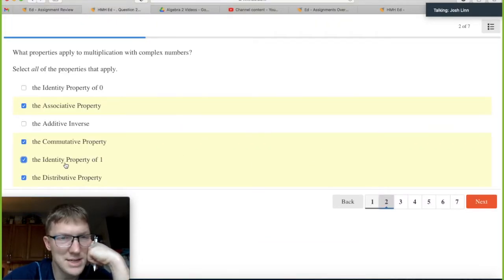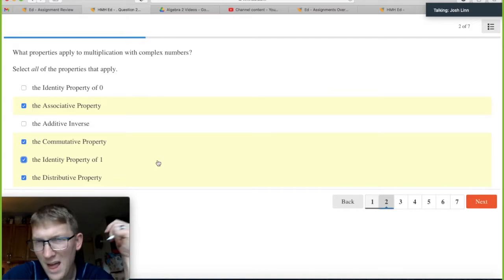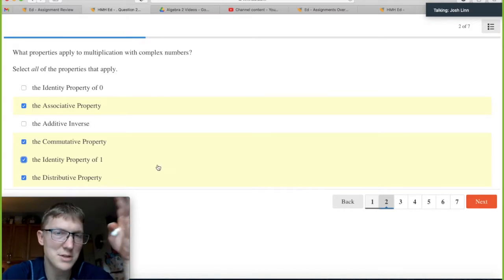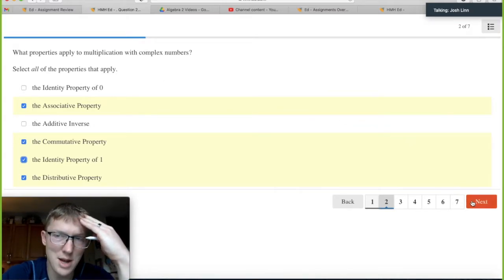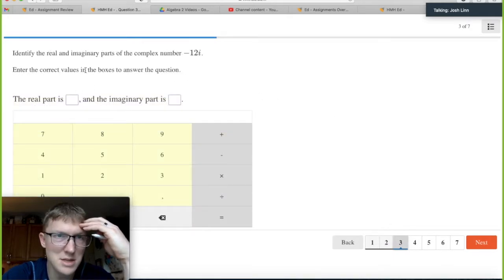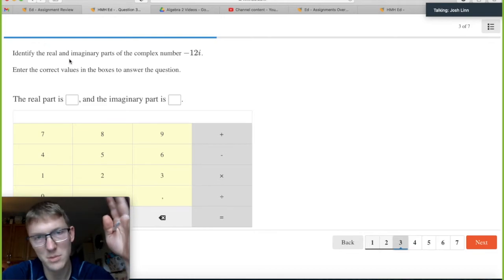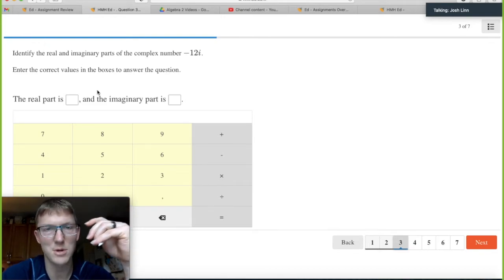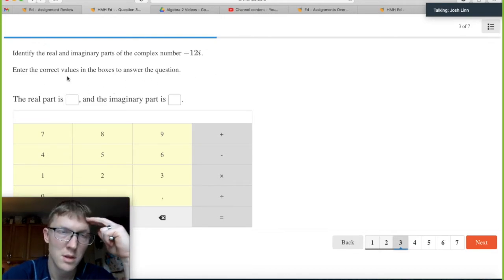Again, this is the identity properties of 1 and 0. That is not a thing that I'm going to ask you on a test. That is probably not a thing that you would see on the ACT, and that is just not a thing that I think you really need to know. But whatever, it's in the book. So if you really need to get your green check marks, that was the answer.